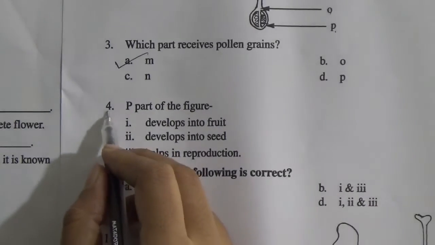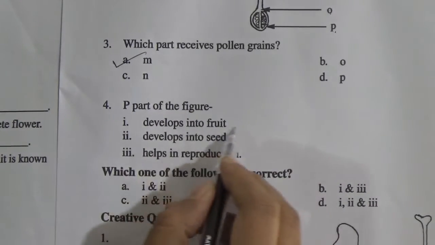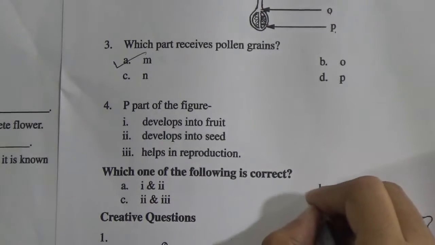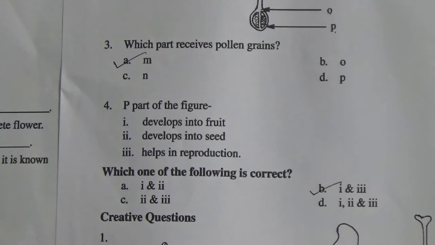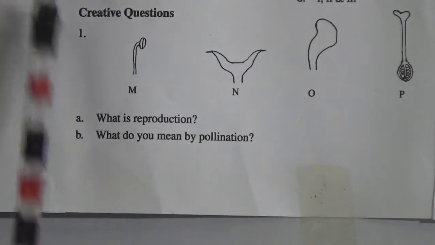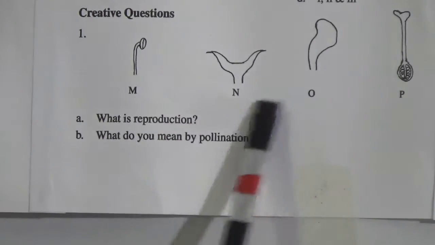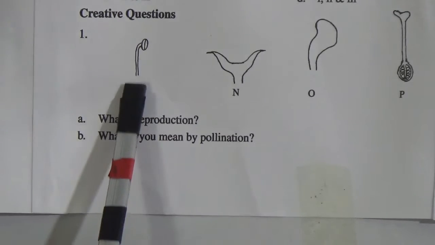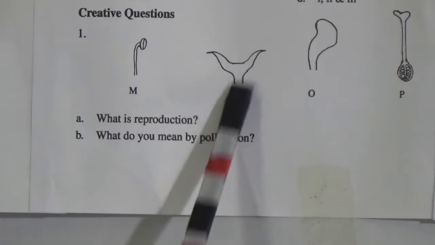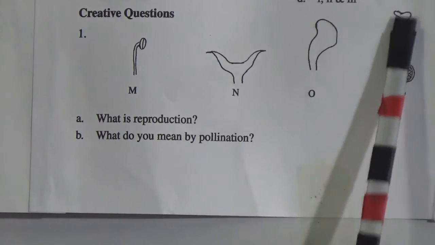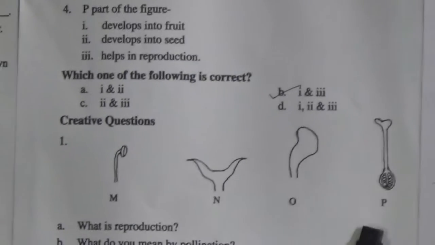Now come to 4. The P part of the figure develops into fruit, develops into seeds and helps in pollination, and it will be 3. That means the first one, the ovary develops into seeds and helps in reproduction. Now come to creative question number 1. Creative question number 1's stem is MNOP, and M is the male reproductive organ or androecium, and N is the receptacle, O is the petal of the flower, and P is the female reproductive organ or gynoecium of the flower.